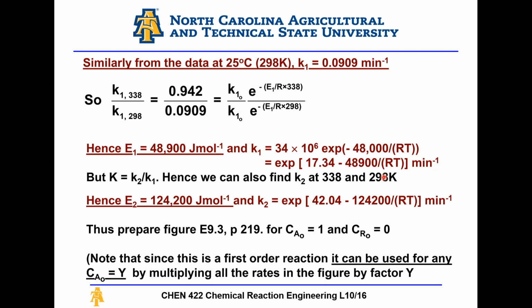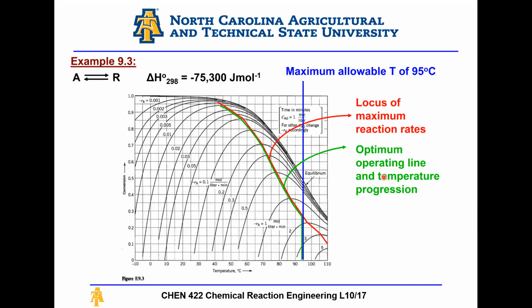So after getting K2 over K1, I have a relationship for X as well. So I can now start preparing a chart similar to the previous charts we looked at, which has conversion versus temperature. And if you plot all these values, you're going to get conversion on the y-axis, temperature on the x-axis, and you're going to get this chart.